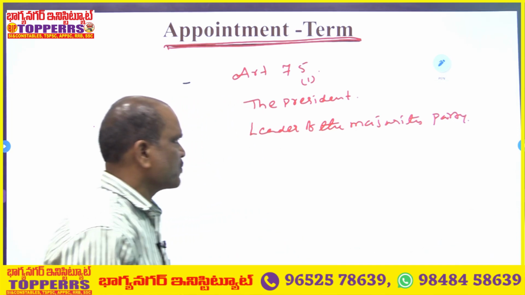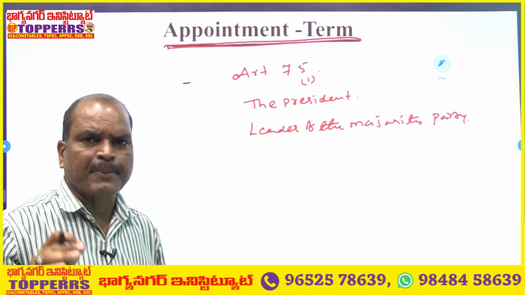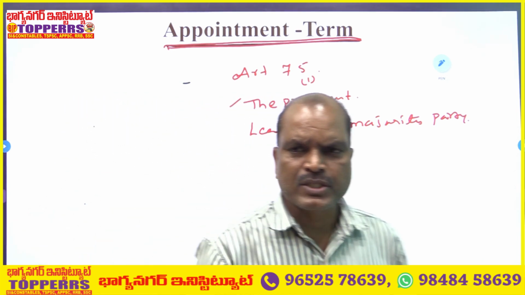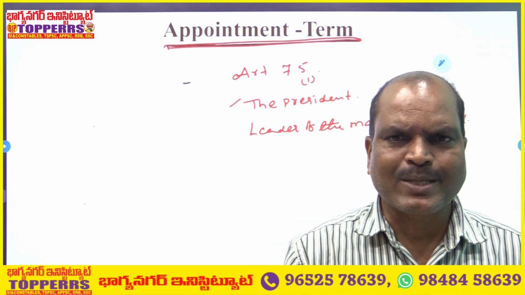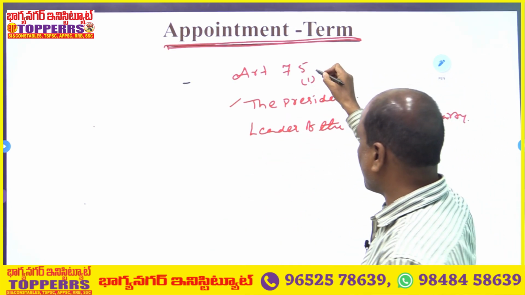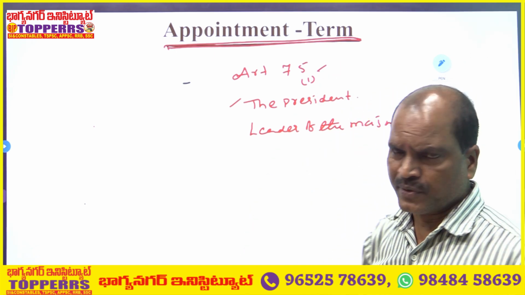Next one. The Prime Minister takes oath of office in the presence of only the President. Who appoints the Prime Minister? President. In whose presence does the Prime Minister take oath of office? President. Under which article does the President appoint the Prime Minister? Article 75 clause 1.